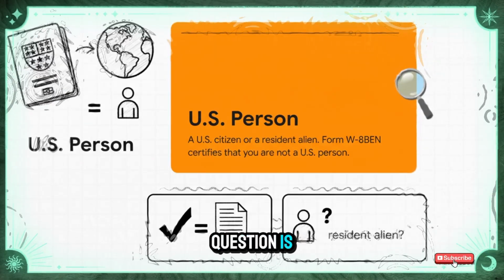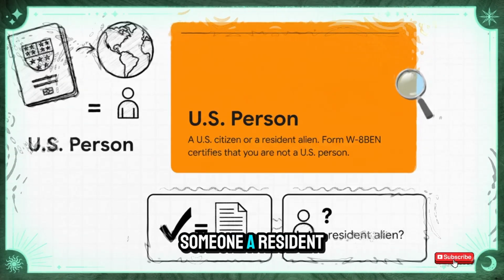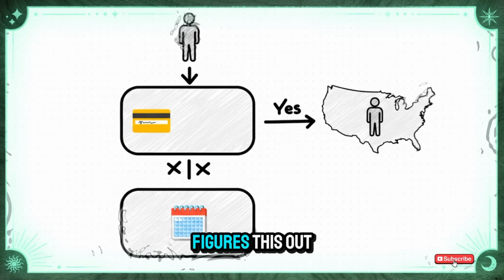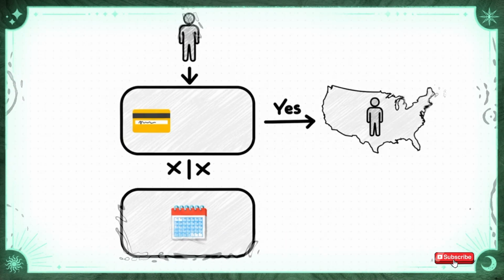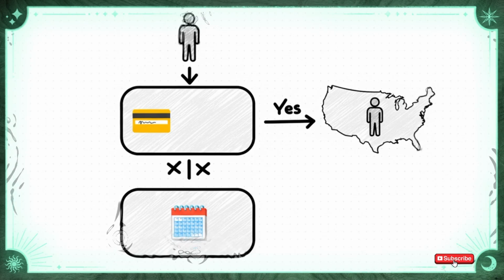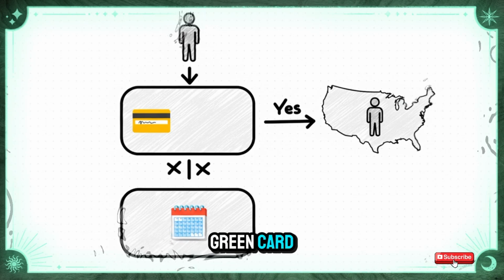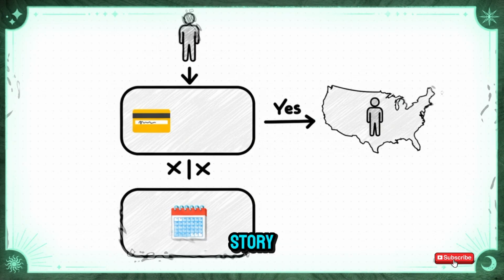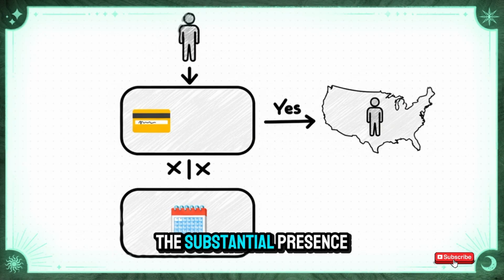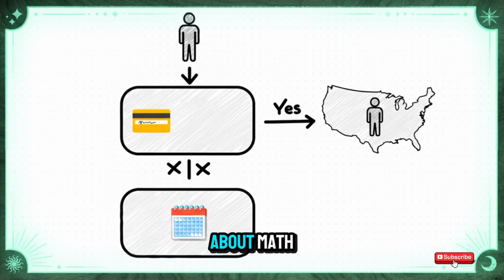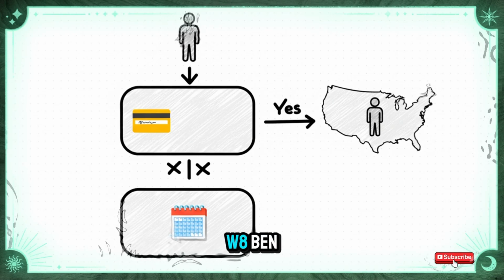So the big question is, what exactly makes someone a resident alien? Well, the system figures this out with two main tests. First, there's the green card test. Super simple. If you have a green card, you're a resident alien. End of story. But if you don't have a green card, it moves on to the second test, the substantial presence test. This one's all about math. It counts the number of days you've physically been in the US over the last 3 years. And here's the kicker. You have to fail both of these tests to be considered a non-resident alien and be able to use the W-8BEN.